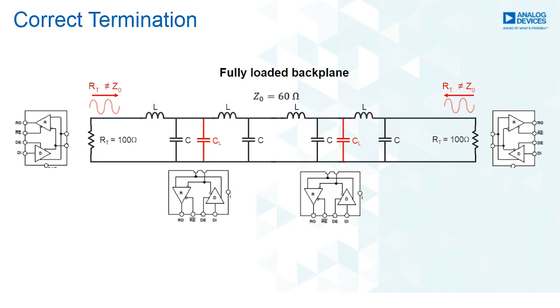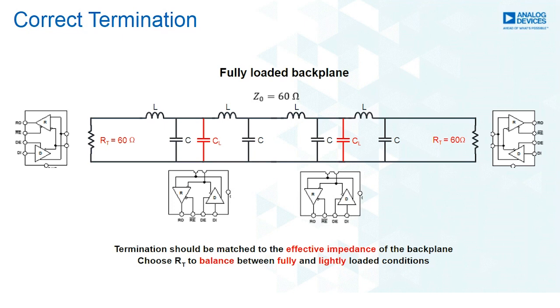The solution to this is to terminate the backplane not to the characteristic impedance of the traces, but to the characteristic impedance of the fully loaded backplane. That's shown here at the bottom of the slide. The termination should be matched to the effective impedance of the backplane. You can find out what that impedance is through hand calculations, or you can do simulations in something like ADS or HyperLynx, or you can measure it using a VNA or a TDR system. And in a system where you'll be adding and removing different numbers of cards, the optimum solution may be to choose a termination resistor that strikes a balance between a fully loaded backplane and lightly loaded conditions where only a partial number of modules are inserted into the chassis.